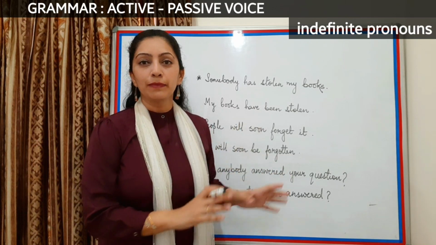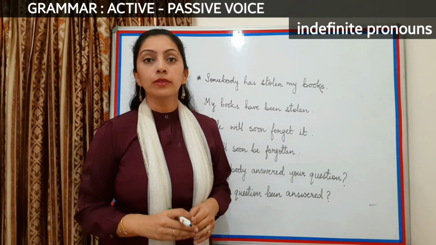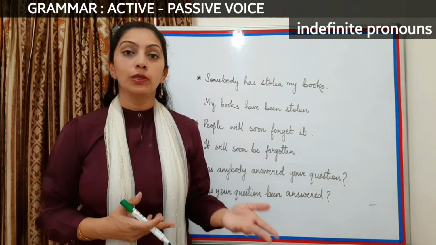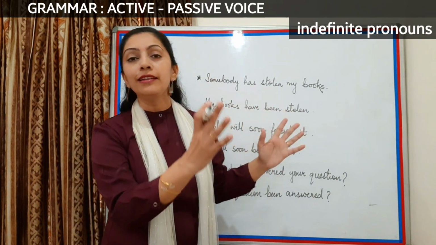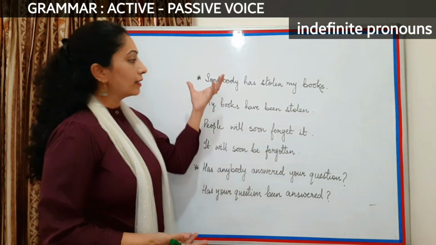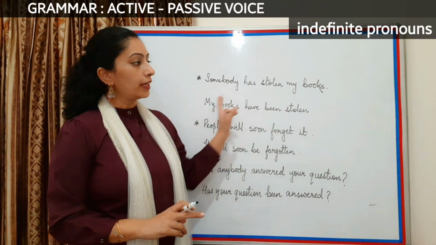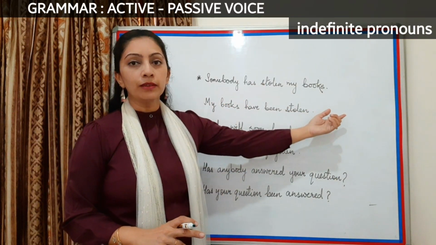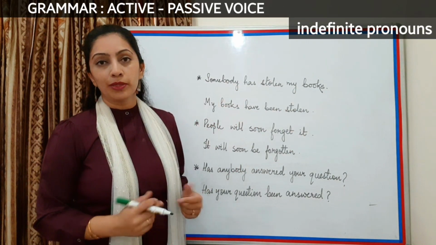Now let's see some examples on indefinite pronouns as subjects. Indefinite pronouns are words like somebody, anybody, someone, anyone, no one, nobody, which means you are not specifying a definite person. So if we have such an indefinite pronoun as a subject, then it is not necessary to take it in the passive voice. Generally, we take the subject as an object with the use of by. But here we need not do that.